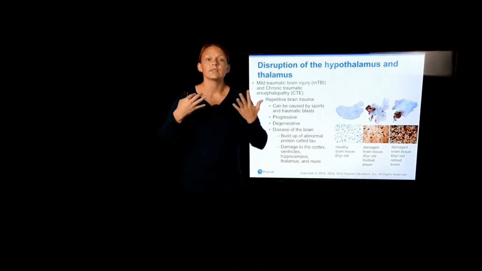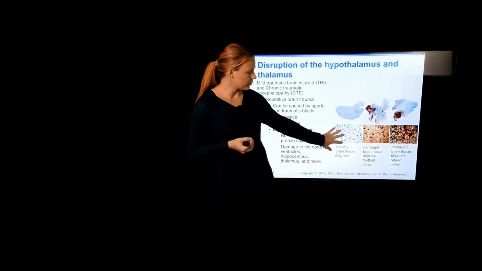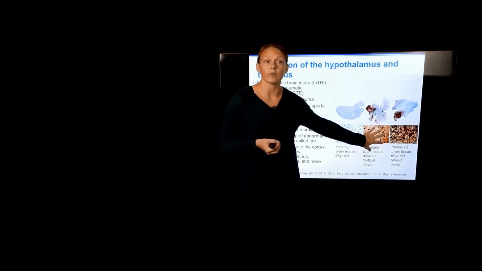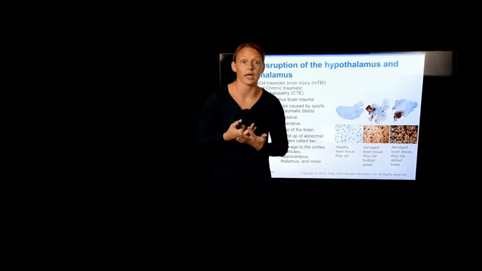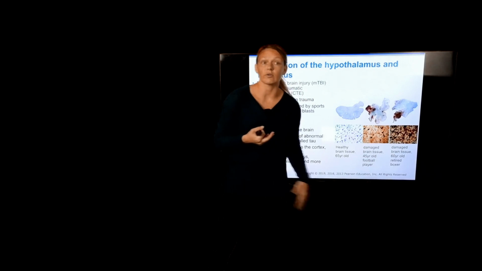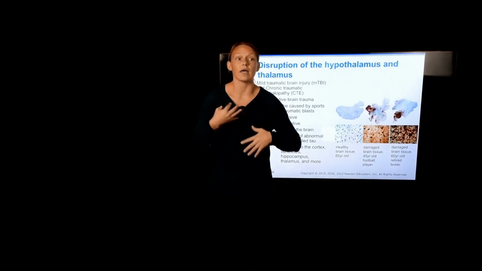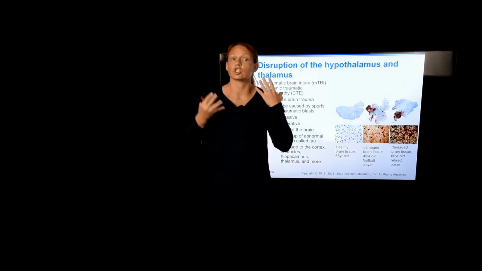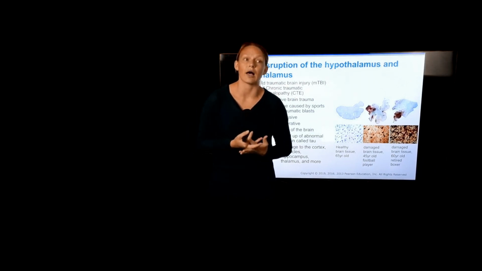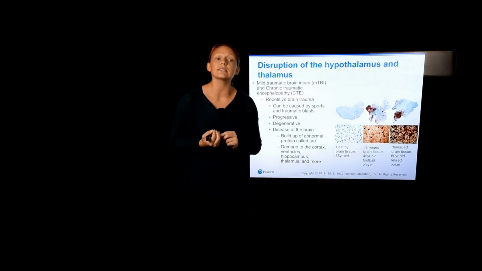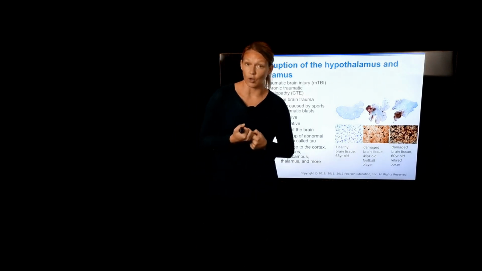So the 65-year-old here is healthy, right? The 45-year-old football player had a lot of concussions, and this 60-year-old retired boxer probably had a lot of concussions as well because of hits to the head. And if you get hits to your head, it's going to shake your brain. It damages your hypothalamus or your thalamus. And this leads to destructive brain tissue in the long run.